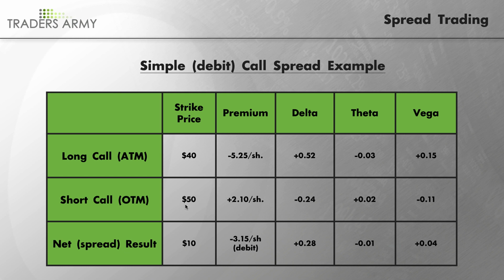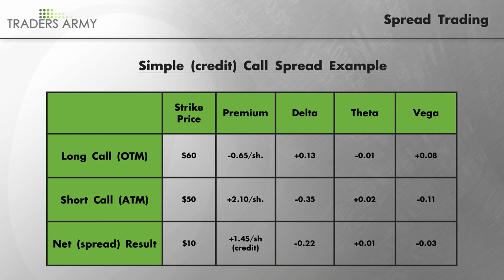So again, not really focusing on the strategy or the setup at this point, just want to show you guys what it looks like to have a net spread result in a debit call spread. Now, the difference between a credit call spread and a debit call spread is that in a debit call spread, money goes out of our account. It's a negative debit from our account. In a credit spread, money comes into our account.